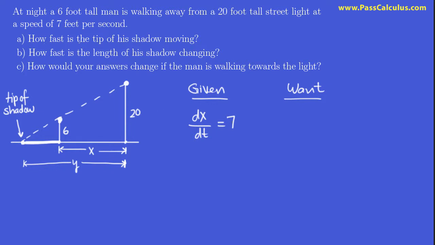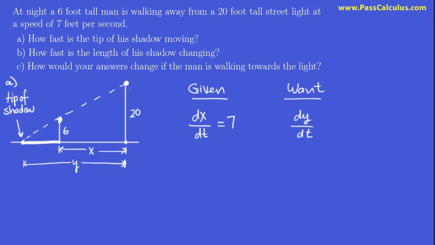What are we looking for? How fast is the tip of his shadow moving? Well, the tip of his shadow is right here, and we can determine the speed of the movement of the tip of his shadow by looking at the variable y. Y is measuring the distance from this stationary point here. So that means we would like to find what dy/dt is. This is question A here. So that's fine. The next thing that's maybe not obvious would be, what is our equation?